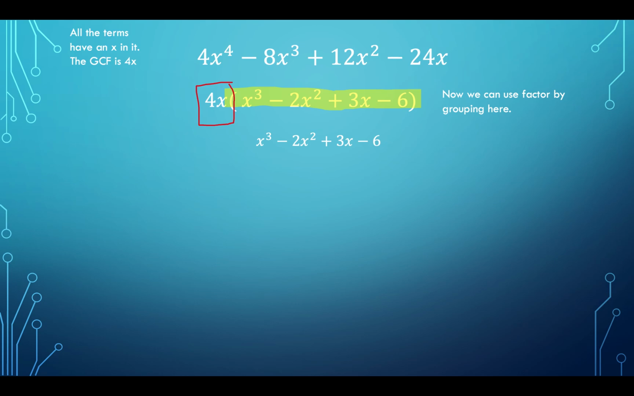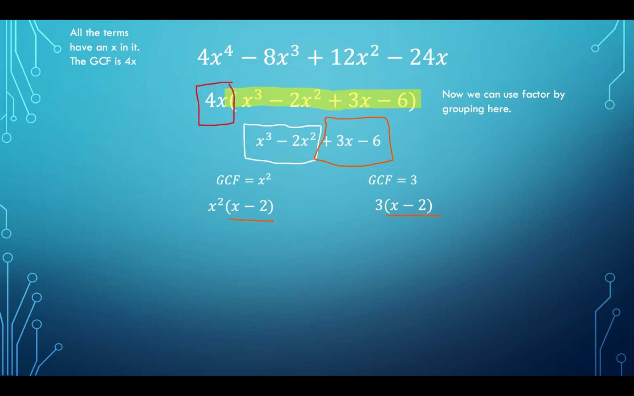So we need to use factor by grouping here. We have x cubed minus 2x squared plus 3x minus 6. Break it up into two separate boxes. What's the greatest common factor between x cubed and minus 2x squared? The greatest common factor here is x squared. So we put it into factored form: x squared times x minus 2. And then we find the greatest common factor between 3x and negative 6. The greatest common factor is 3. So our factored form is 3 times x minus 2.